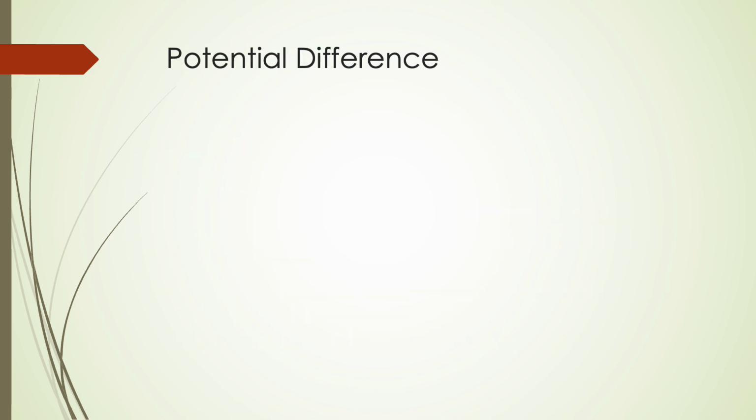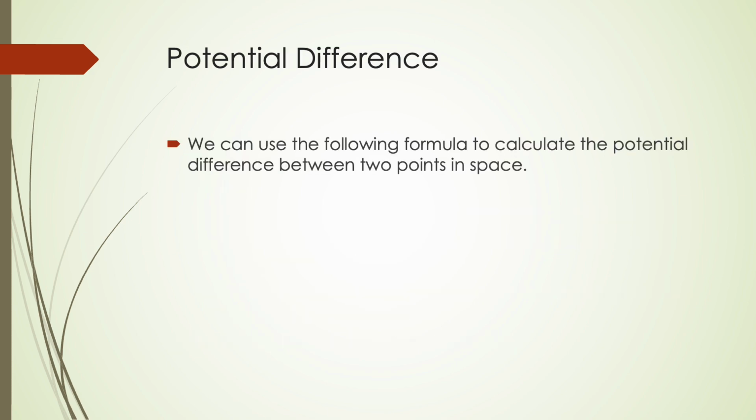Now, we can have more than one electric potential, so that brings us to potential difference. So we can use the following formula to calculate the potential difference between 2 points in space. On our formula sheet, we have change in PE equals QV. So that's our change in potential energy is equal to our charge times our potential difference between points B and A. Now, rearranging this, we get our potential difference between B and A is equal to our change in potential energy divided by our charge.